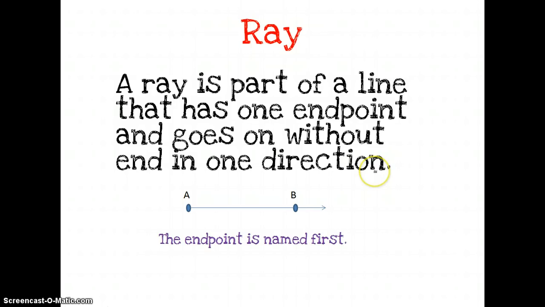Our last one is called a ray. Now, a ray is part of a line that has one endpoint and goes on without end in one direction. Notice how my line starts here and it goes all the way out past point B and has an arrow. This is what makes it a ray. It has an arrow on one end and an end point on the other.